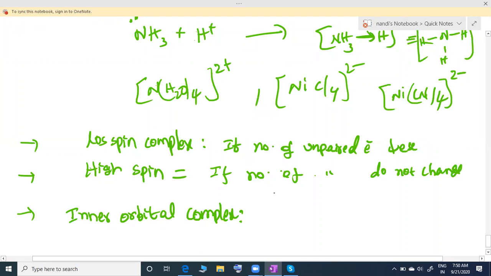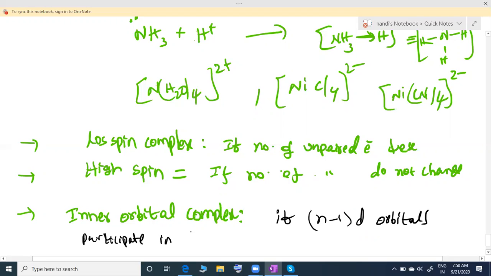Anyway, already they mentioned one term, which is these are undergoing hybridization. So if n minus 1 d orbitals participate in hybridization, those we call inner orbital complex.